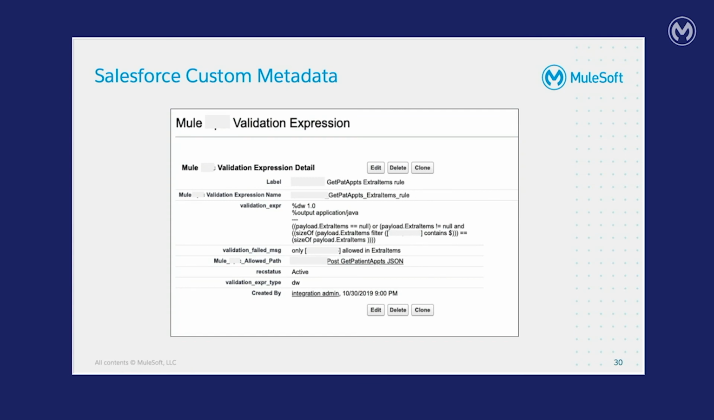Then we store a validation expression where we can check for the extra items and whether it's null, or if there are cases where we allowed only specific items to be requested by the caller. And we can have multiple validation rules for the client, so we can go through each one and apply those data validation rules when a call comes through the Mule flow.